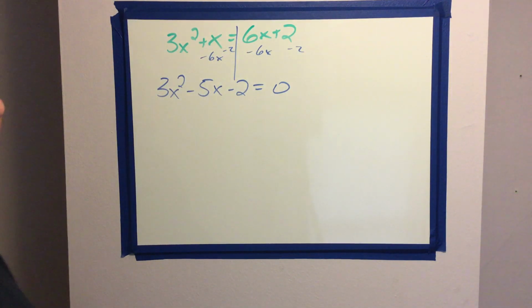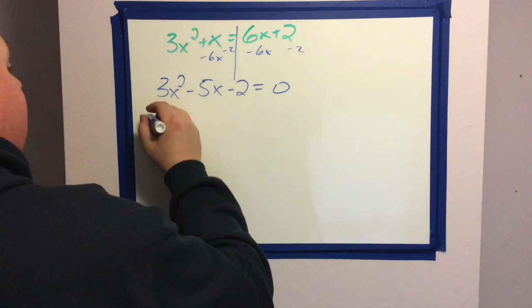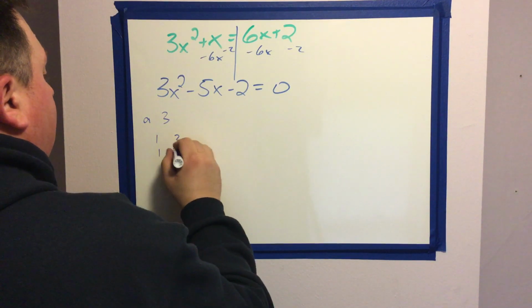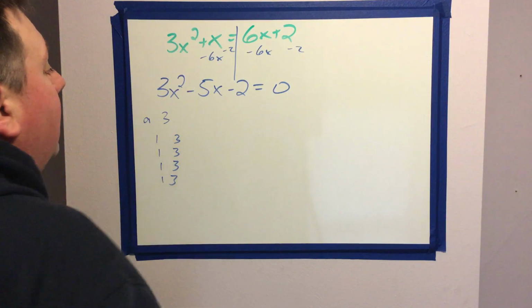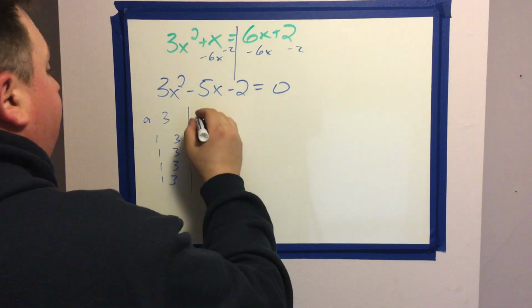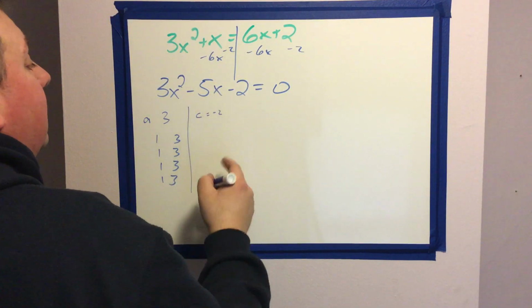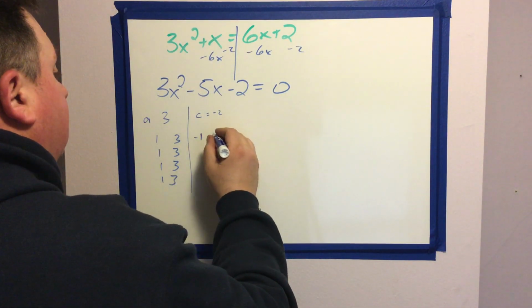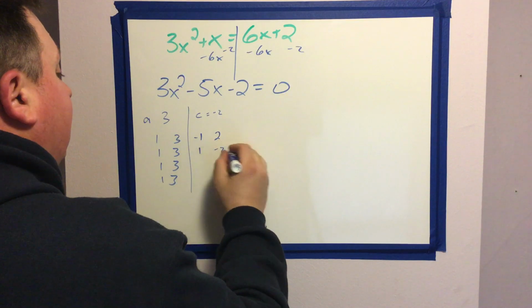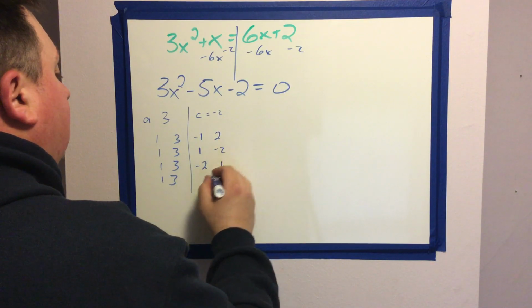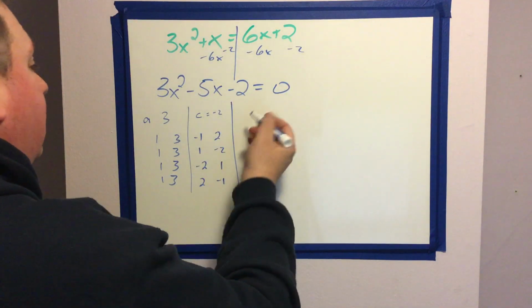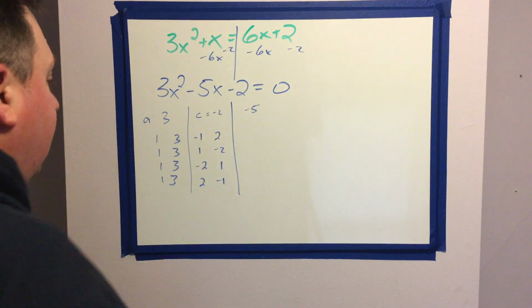Now we have to factor this using our ACB chart. Our A is 3, so we're going to have 1 and 3, 1 and 3. Now our C is going to be negative 2. We need a positive and a negative, so negative 1, 2, 1, negative 2; negative 2, 1, 2, negative 1. Now we want to find out what goes to our B, which is negative 5.